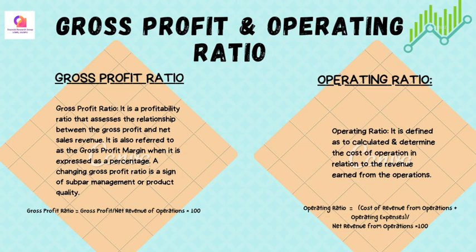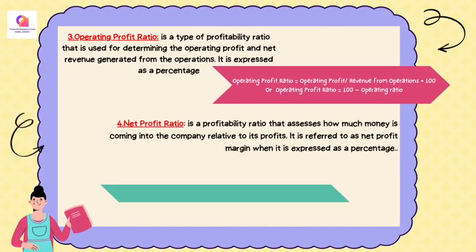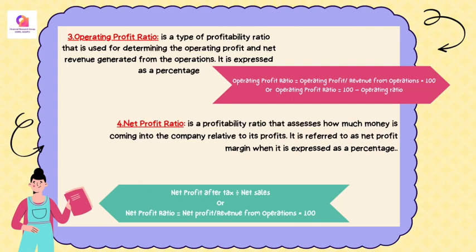Second type of profitability ratio is operating ratio. Operating ratio is calculated to determine the operating cost in relation to revenue earned from operations. Third is operating profit ratio. It is a type of profitability ratio that is used to determine the operating profit and net revenue generated from the operation. It is expressed as a percentage.